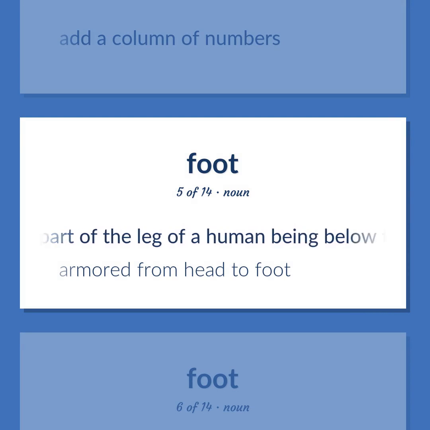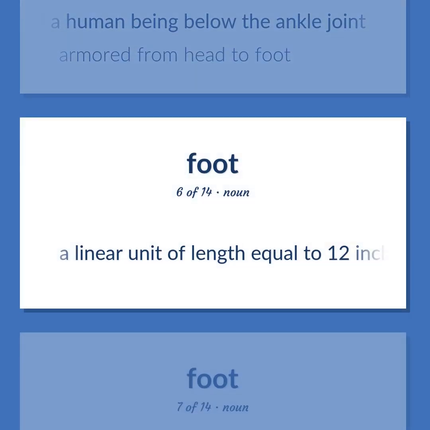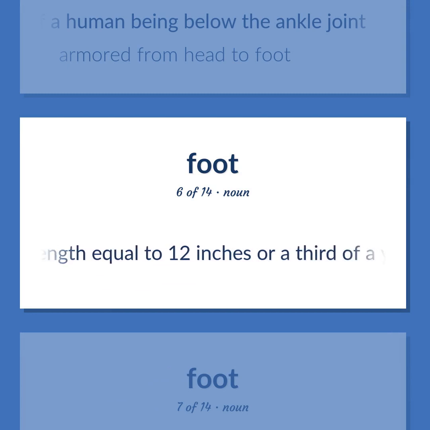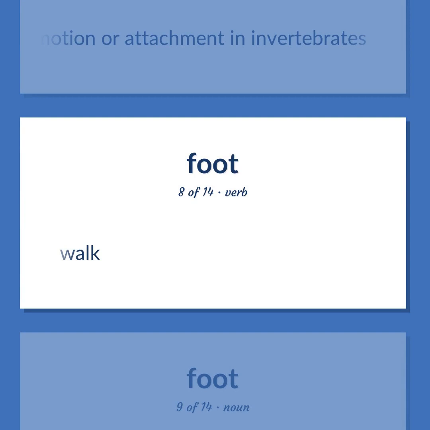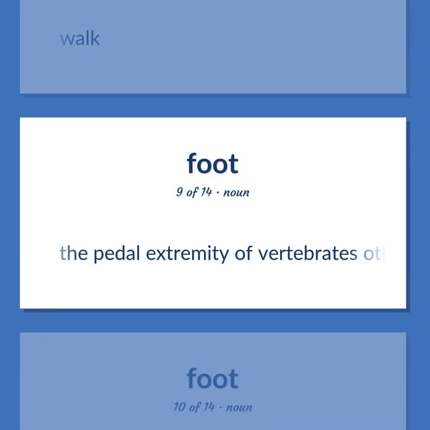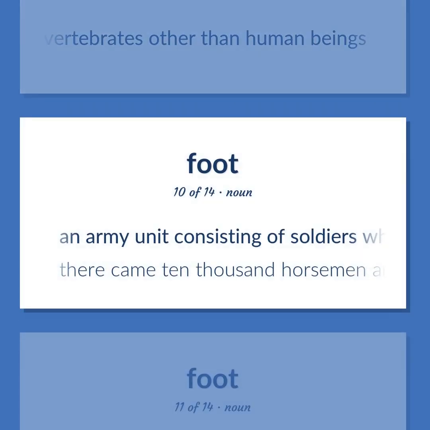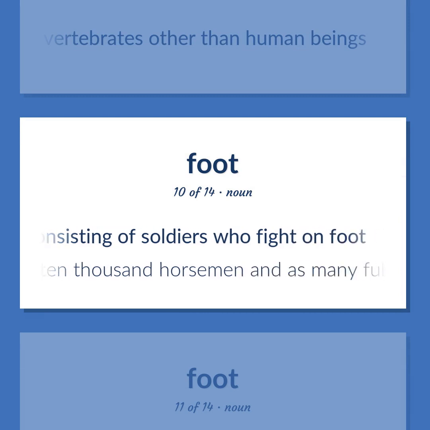The part of the leg of a human being below the ankle joint. Armored from head to foot. A linear unit of length equal to 12 inches or 1/3 of a yard. Any of various organs of locomotion or attachment in invertebrates. Walk. The pedal extremity of vertebrates other than human beings. An army unit consisting of soldiers who fight on foot. There came 10,000 horsemen and as many fully armed foot.